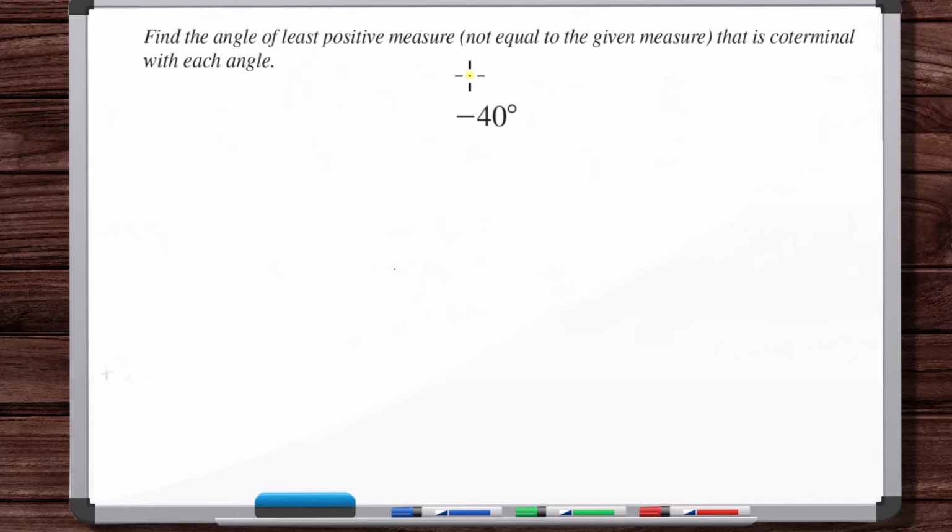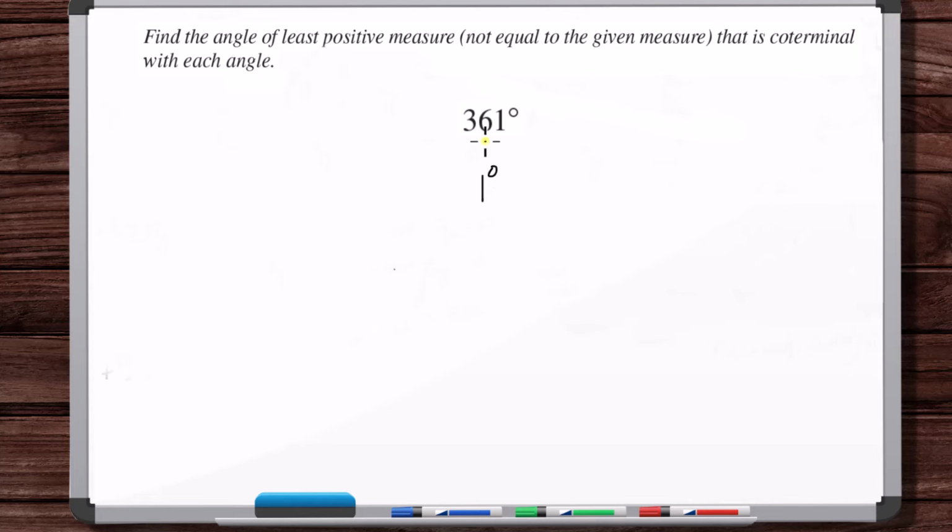Okay, least positive that's coterminal with this. Well, we're just going to add 360 to this. 360 minus 40 is going to be 320 degrees. Okay, we're not going to add 360 here. We're going to subtract 360. That's the least positive angle.